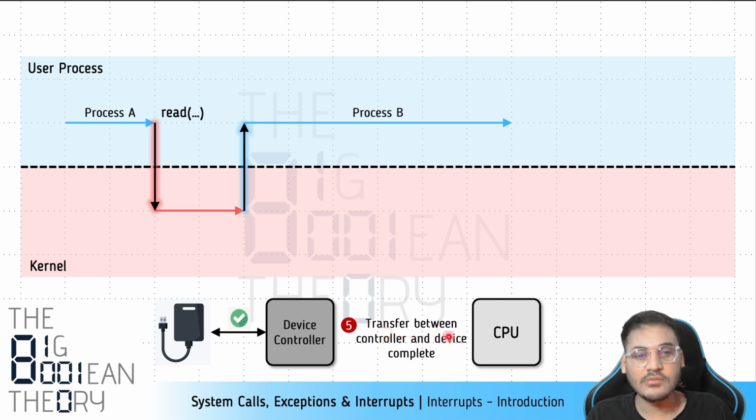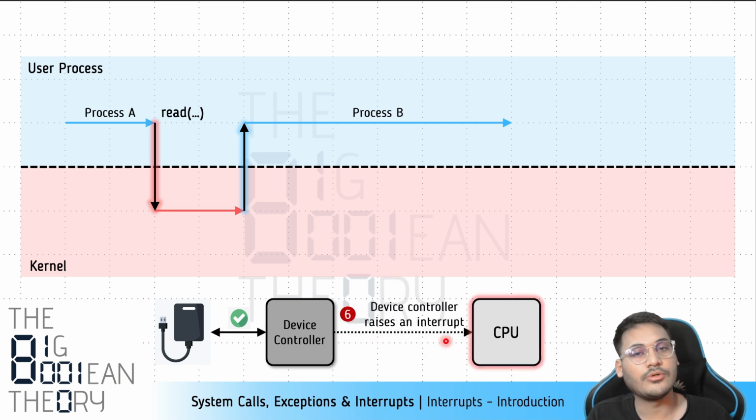Once the transfer between the controller and the device, this is the controller and this is the device, is completed, the next thing that the device controller does is that it raises an interrupt to the CPU. This is where you see how interrupts are useful, right? You can see that here the device controller, which is a piece of hardware, is raising a signal to alert or notify the processor that there is an event which needs immediate attention from the operating system. So what is that event?